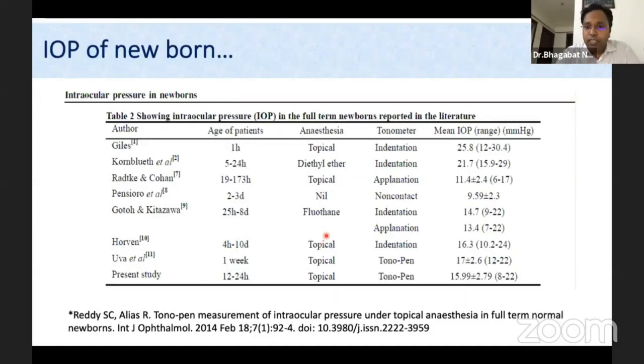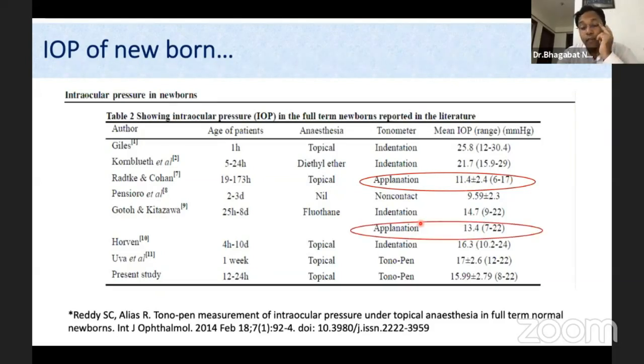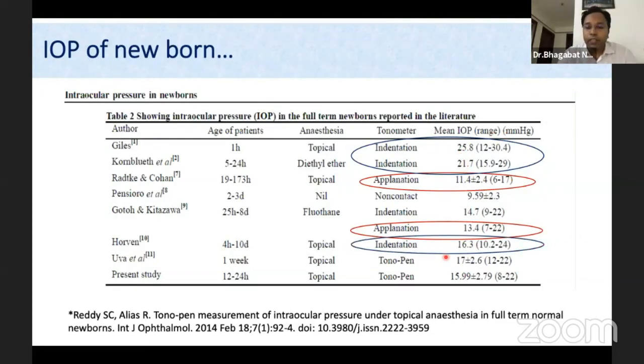you can say, these are the various papers. I have taken this from the International Journal of Ophthalmology 2014. There is a table. You can see the applanation tonometry, done with topical anesthesia. These are all on newborns only. They are 11, 13 millimeter mercury. But when you see other researchers with indentation tonometry, it is 25, 21, again 16. There is much variability among these, so it still favors applanation tonometry.